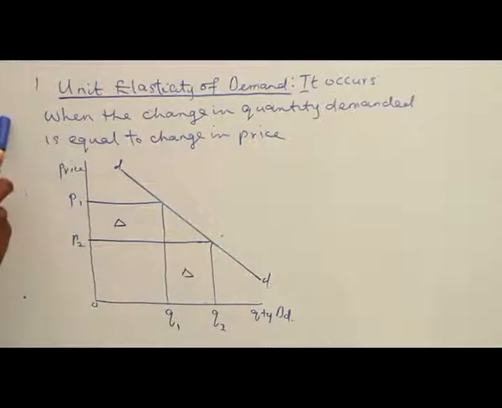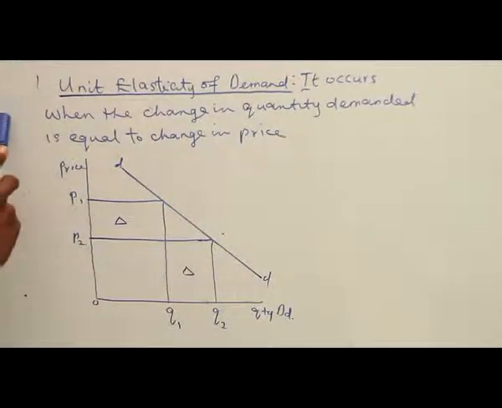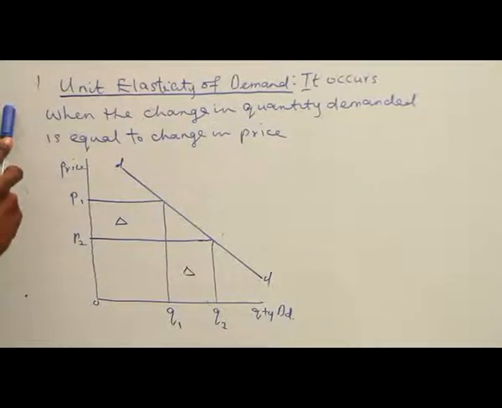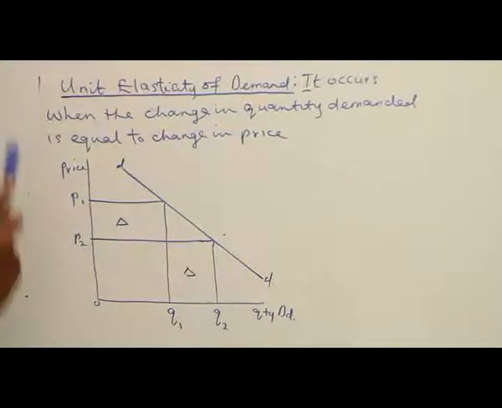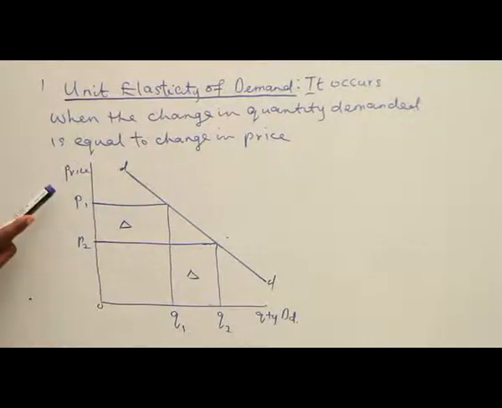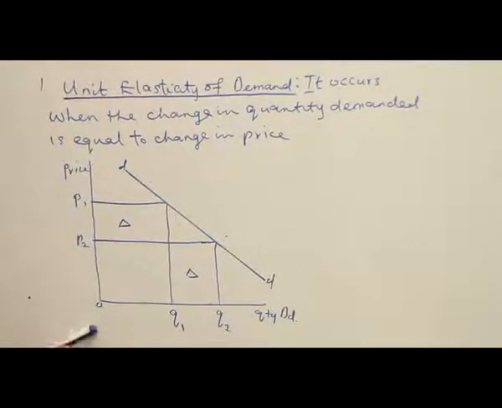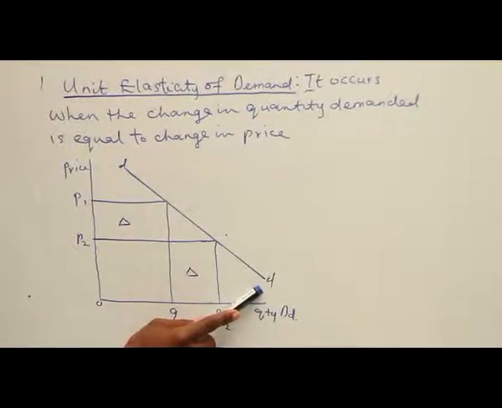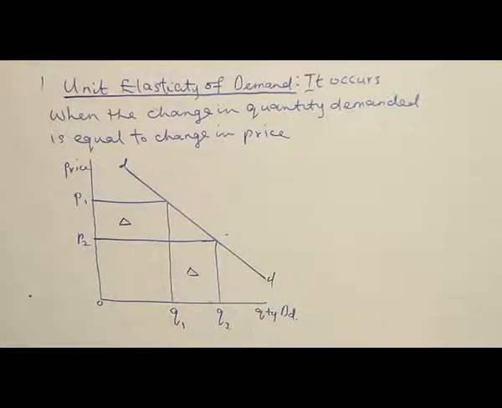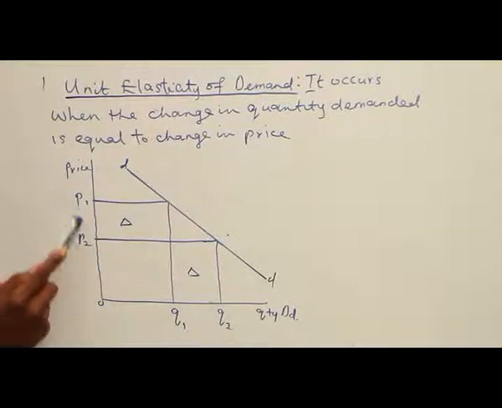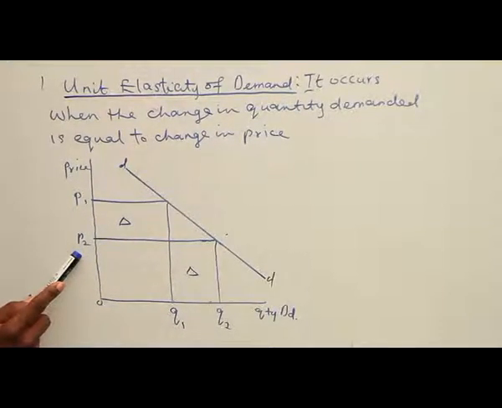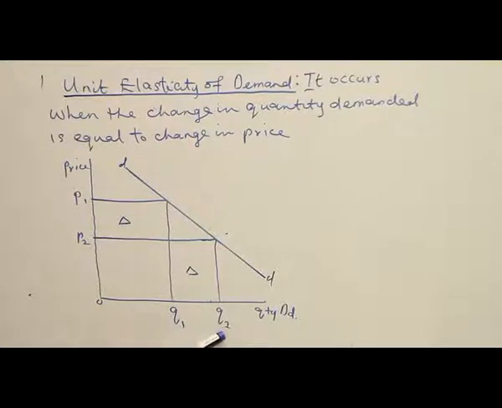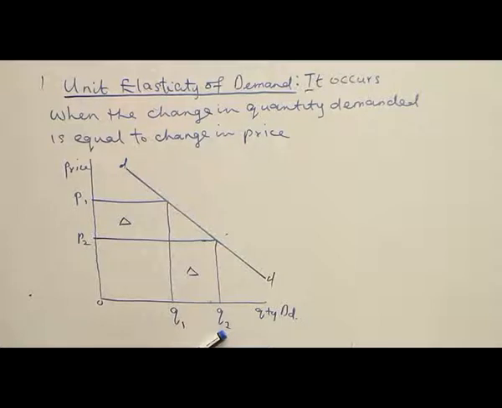So when we are talking about unit elasticity, at times they call it unitary. It's a situation where the change in quantity demanded and change in price happen to be the same. From the graph before us, this is the price axis, this is the quantity axis, and this is the demand curve that we understand to be downward sloping. The change from P1 to P2 is equal to the change from Q1 to Q2. That is what makes it unit elasticity of demand.